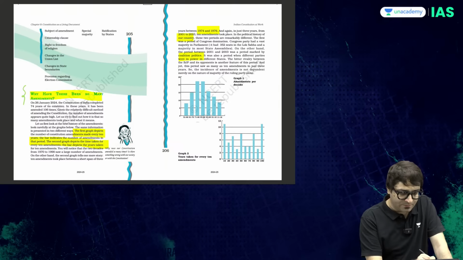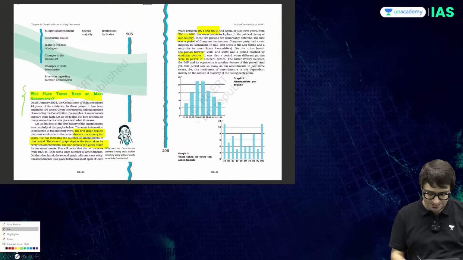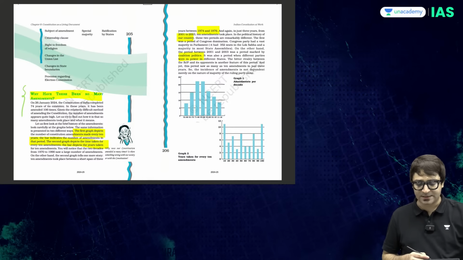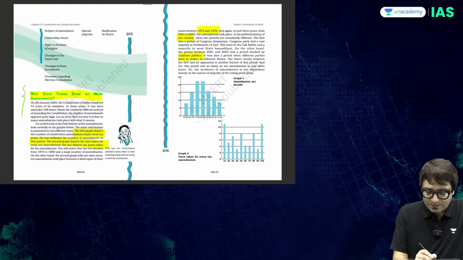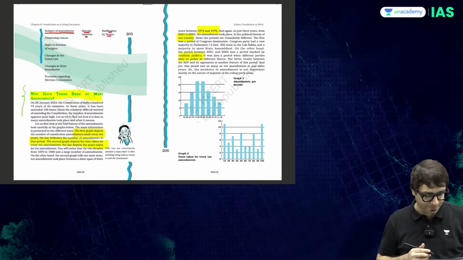Why have there been so many amendments? And before we discuss this, let's take a look at this subject of amendment, whether it requires special majority or whether it needs ratification by the states. Let's do this exercise and you tell me what is the right answer here.